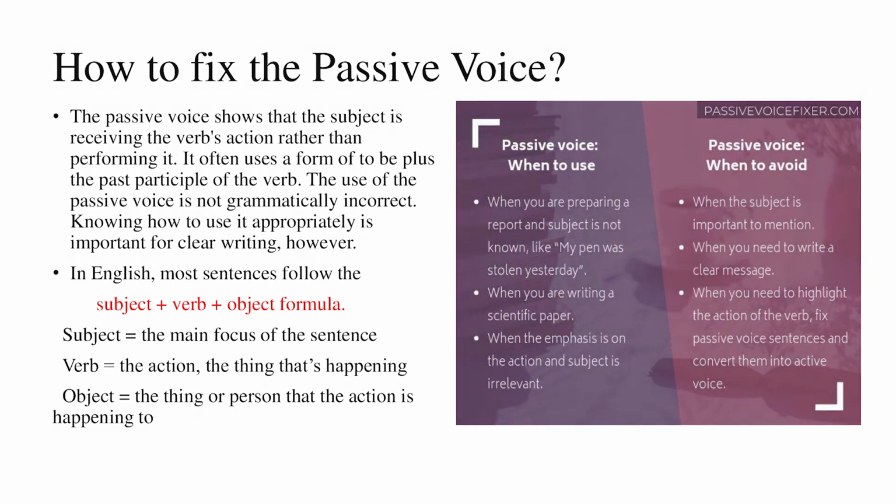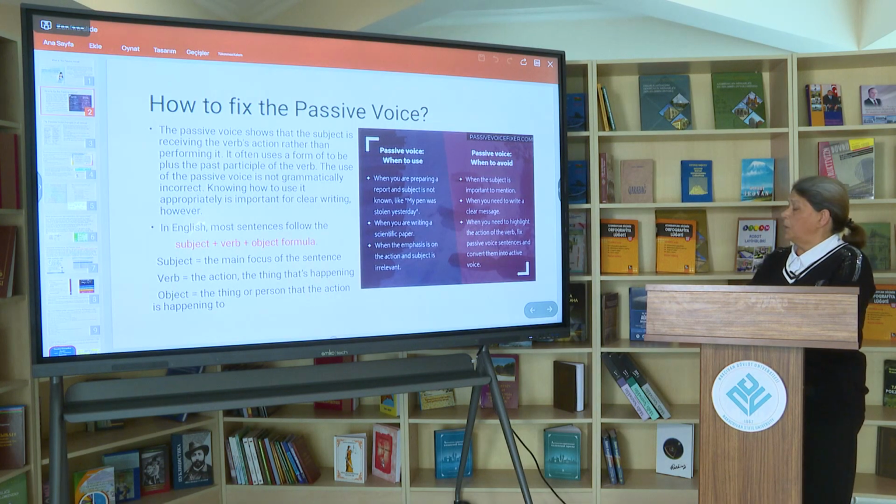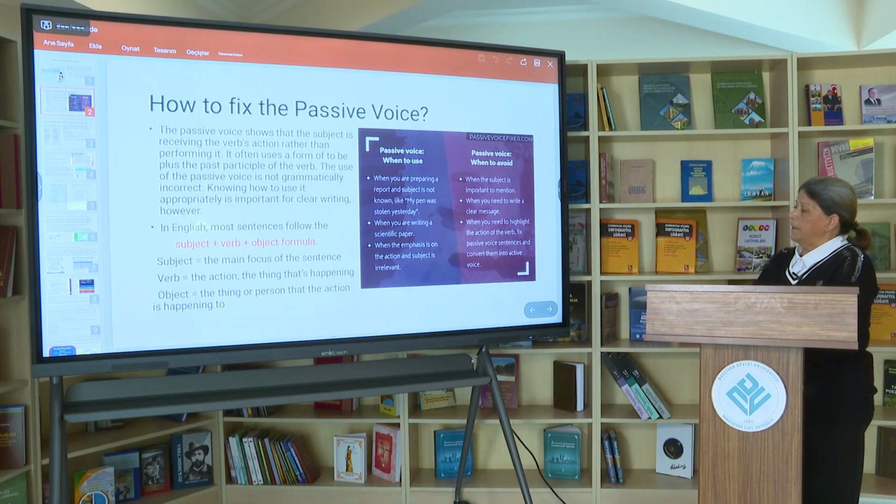When we use passive sentences, we have to use passive voice only in these cases. First, when you are preparing a report and the subject is not known, like, my pen was stolen yesterday. In this sentence, it is unknown who stole my pen yesterday. And second, when you are writing a scientific paper, in scientific papers, mostly passive voice is used, when the emphasis is on the action and the subject is irrelevant.